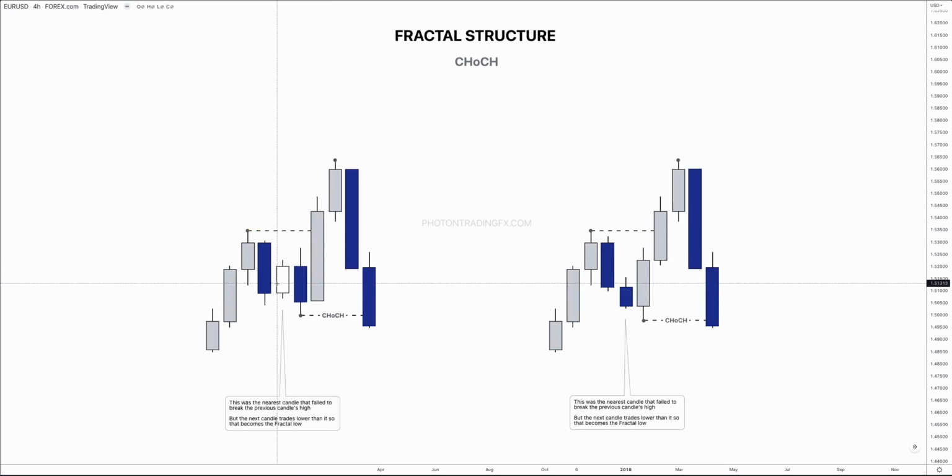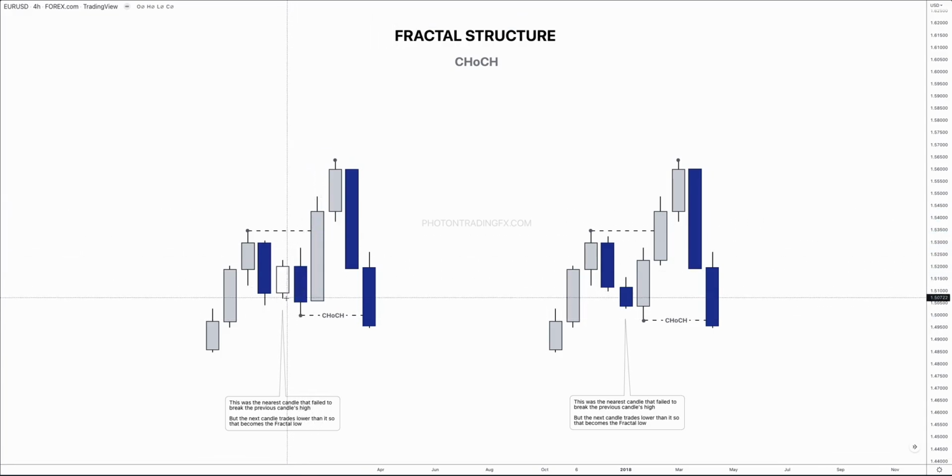So based on that definition, this should be the nearest low, because that is the nearest candle that failed to break the previous candle's high, right? So you'd be forgiven for thinking we should draw our Choch line through here. Well, hopefully you can see why that doesn't really make sense, because after that low was printed, what happened? Price traded lower and then we had the up movement, okay?